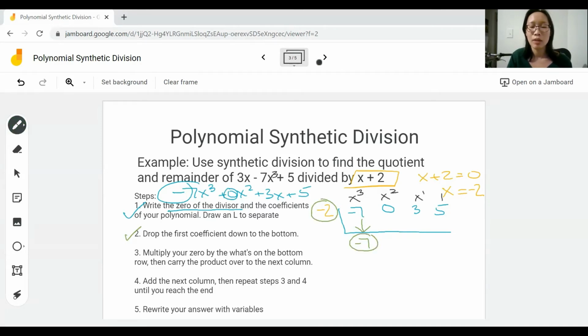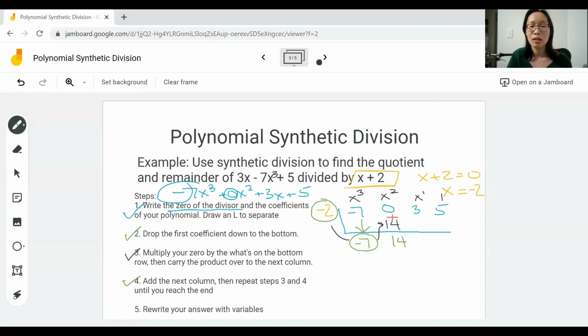So negative 2 times negative 7 is going to be positive 14, and I bring it over to the next column. That's step 3. In my 4th step, I'm going to add down the column. So 0 plus 14 is positive 14. And then I repeat steps 3 and 4 until I reach the end.